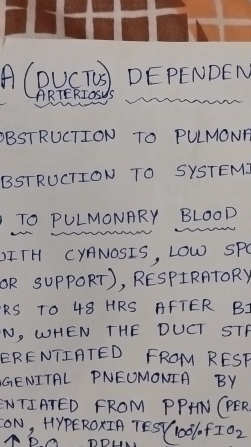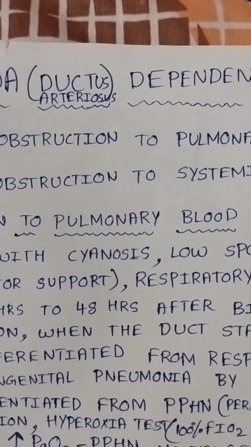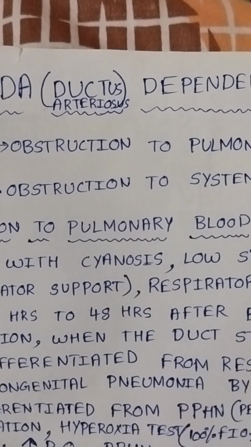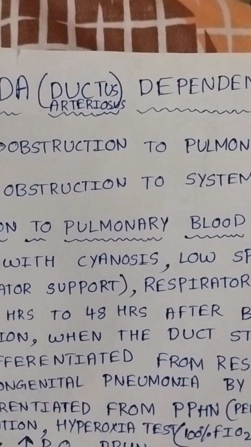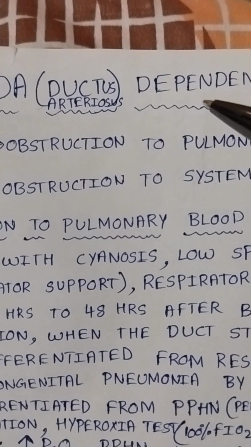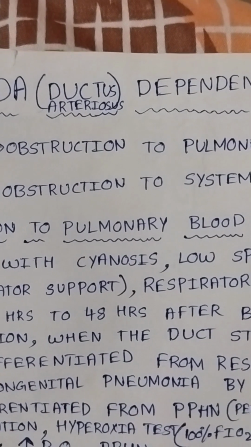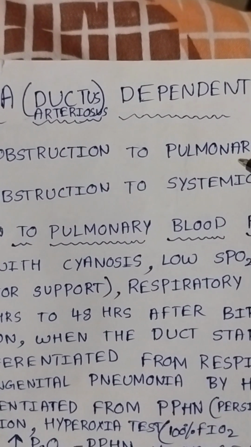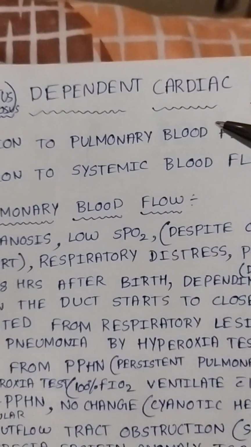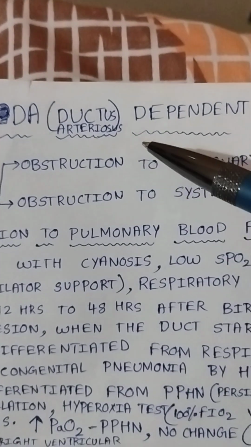from the pulmonary circulation with deoxygenated blood. So if there is obstruction of the pulmonary blood flow or systemic blood flow, the ductus arteriosus should be patent, compulsory. These cardiac lesions, in which there is obstruction to pulmonary blood flow or obstruction to the systemic blood flow, are dependent on the ductus arteriosus.